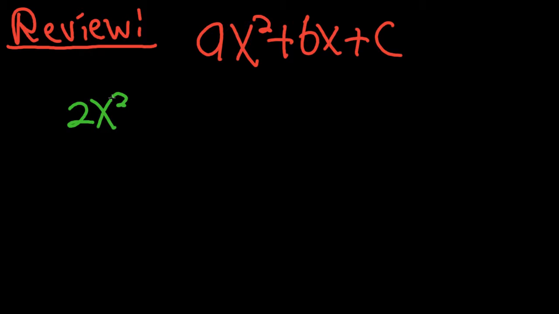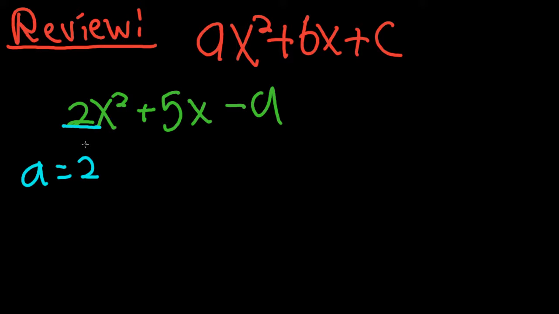2x squared plus 5x minus 9. In this case, my a value, which is also called the leading coefficient of the equation, my a value is 2. So I'd write a is equal to 2.